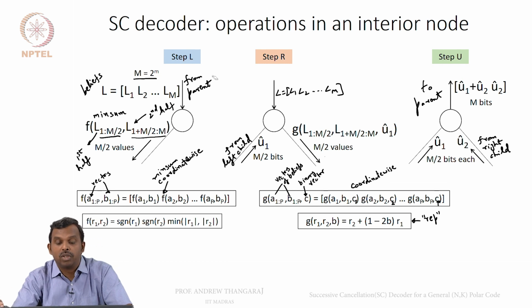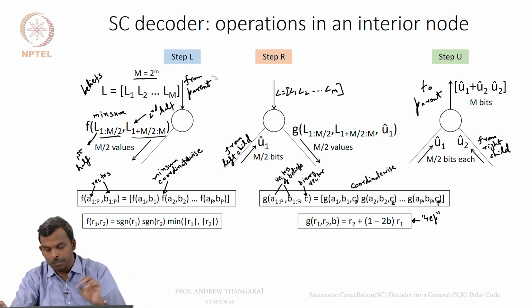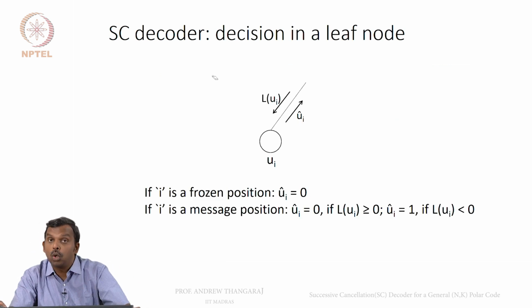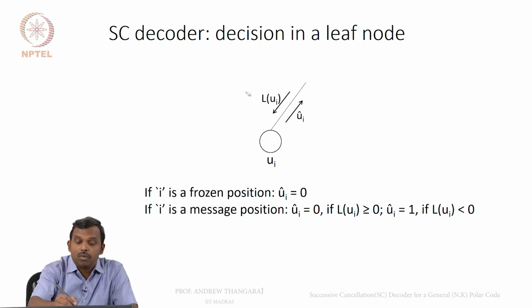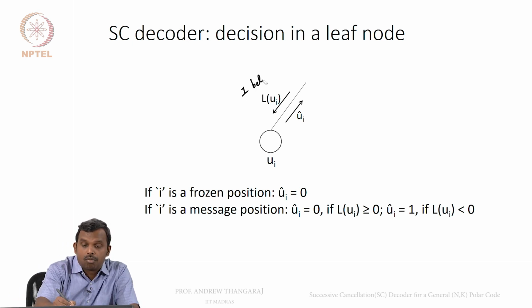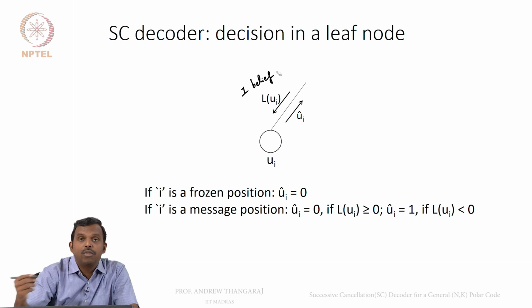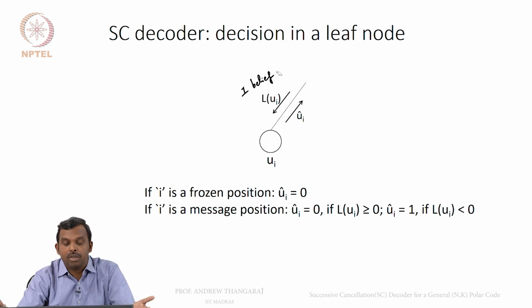Okay, so hopefully this is clear. These are the three different operations an interior node has to do. This is how it works. So what about a leaf node? Now a leaf node doesn't have any children, right? And it is just one bit. So when it receives any belief, it will receive only one belief, and that is a belief for itself.